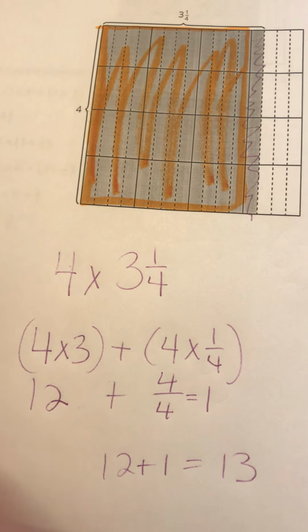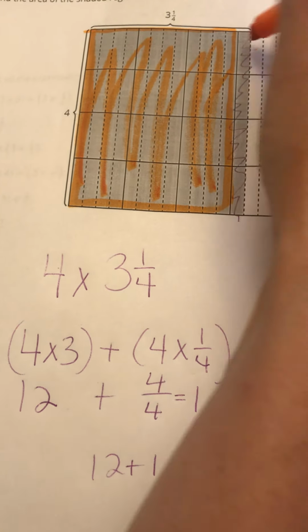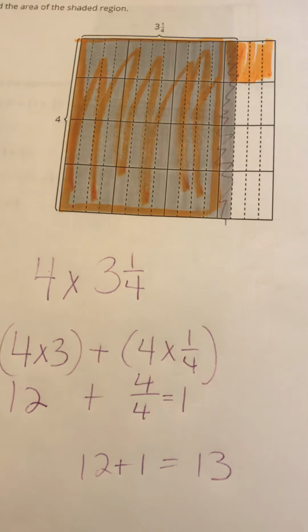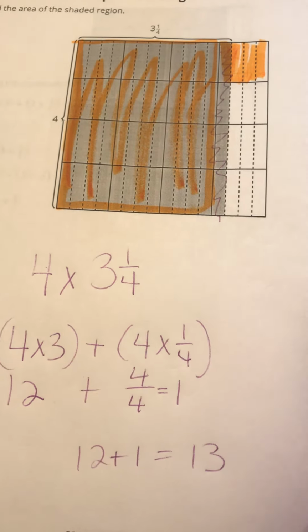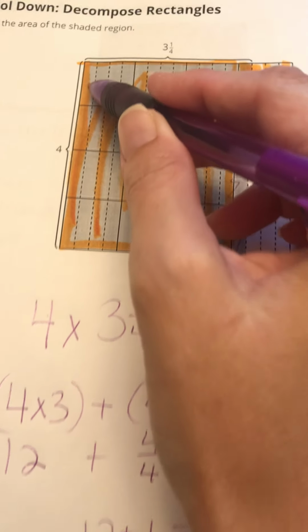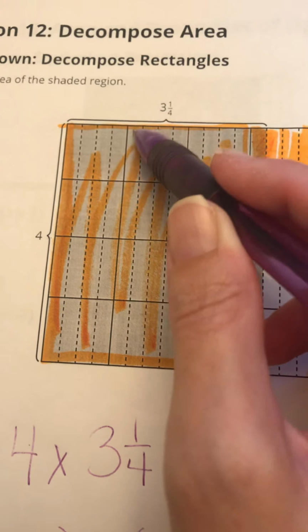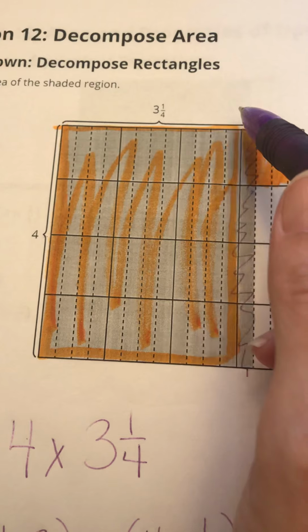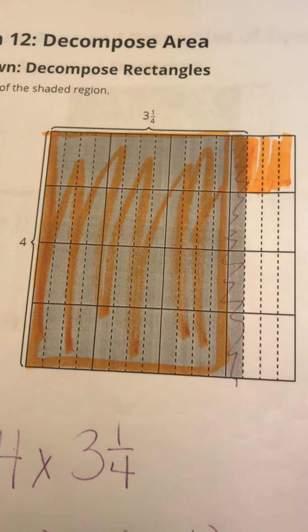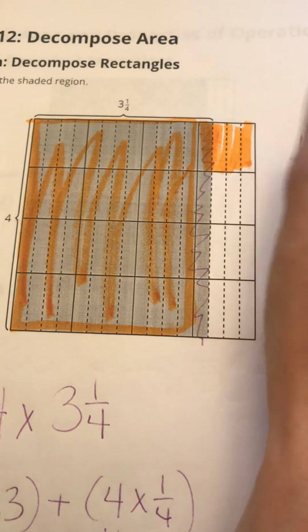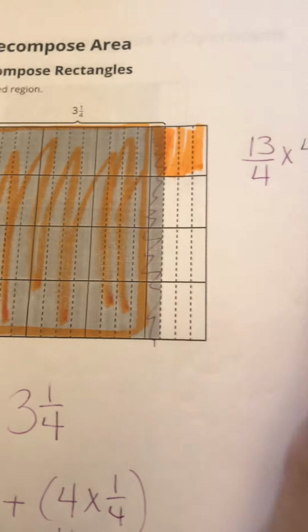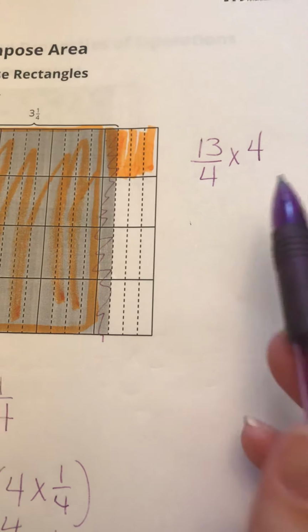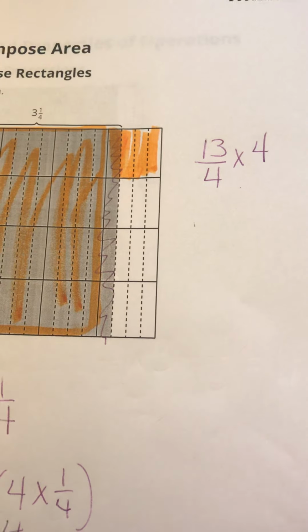And I could have put these 4 together to make one more here, and so that would also have given me 13. Now also, if I count these, 1, 2, 3, 4, 5, 6, 7, 8, 9, 10, 11, 12, 13. 13/4 times 4 is another way that we could multiply to find the area. So when I do it this way, I'm still going to end up with 13.